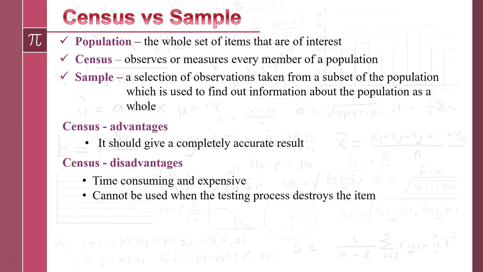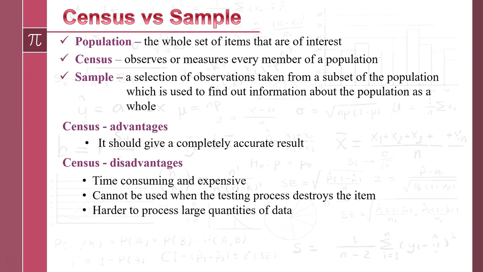And the other key one here is it can't be done when the testing process destroys the item. What I mean by that is, imagine you wanted to find out, let's say, about the quality of chocolate bars. And so you've got a production process, and in order to test the chocolate bars, you're just going to open them and have a bite. Well, clearly, having a bite out of a chocolate bar, if you test every single item, you'll now have no chocolate bars left to sell. So that's going to be no good at all. So in that sense, you wouldn't be able to do a census.